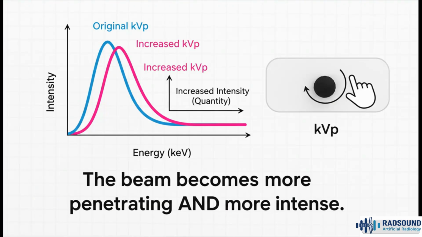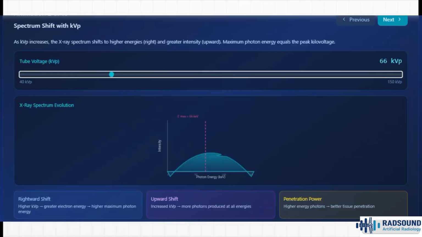Think of kVp, or kilovoltage peak, as the accelerator pedal. When you increase the kVp, you're giving those electrons more speed and energy. This means you can create higher energy X-ray photons, which shifts that whole graph to the right. But here's the kicker. It also makes the whole process way more efficient. So not only does the beam get more penetrating, but you also get a lot more X-ray photons in total. See how that curve gets both wider and much, much taller?